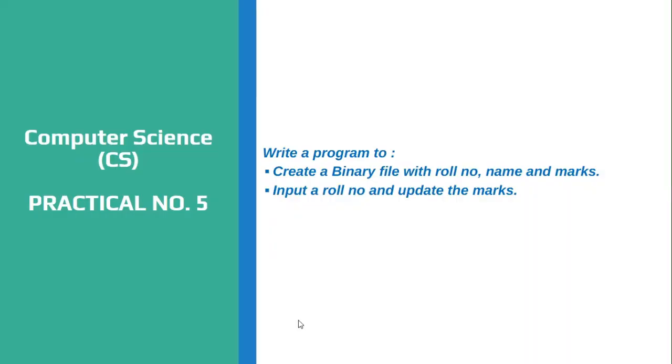So let's start with practical number 5. In this we have to write a program to create a binary file with roll number, name and marks, and input a roll number and update the marks.